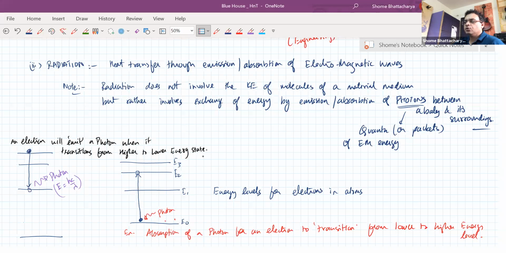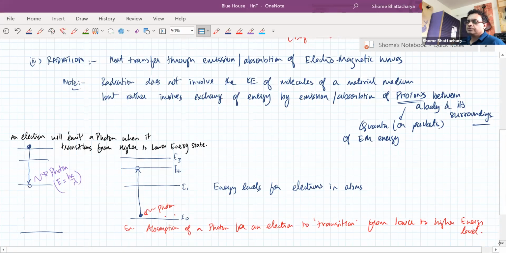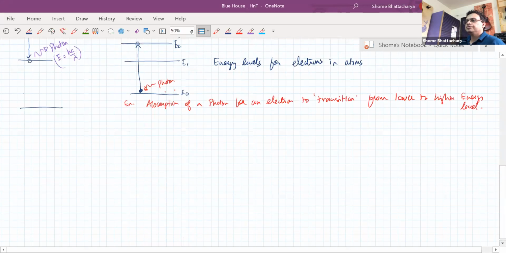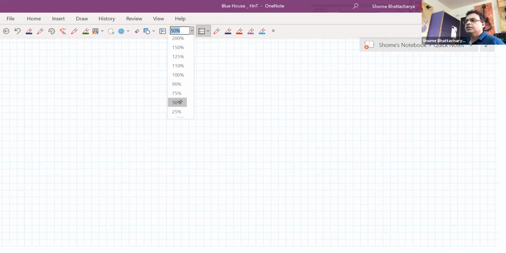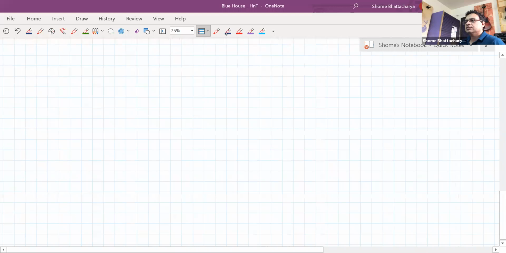X-rays, microwaves, etc. are also examples of radiations, part of the electromagnetic spectrum. Sir, cosmic rays? Yes, cosmic rays are examples of radiation. Yes. Okay.